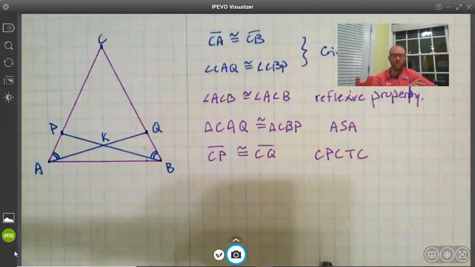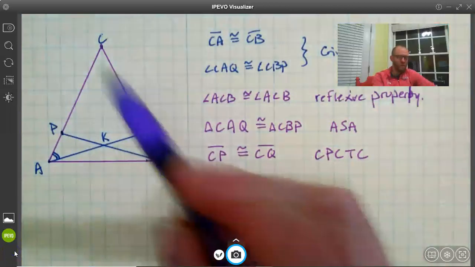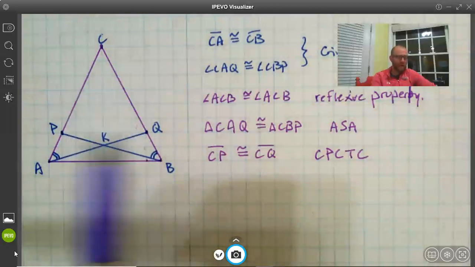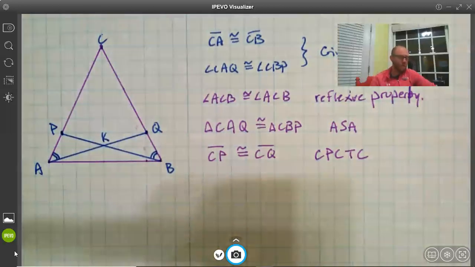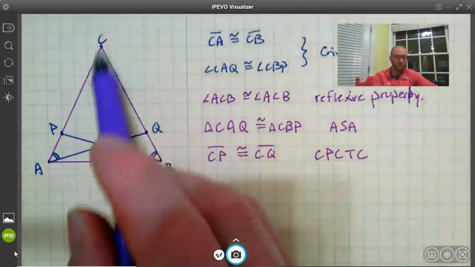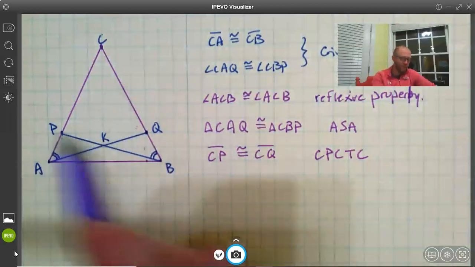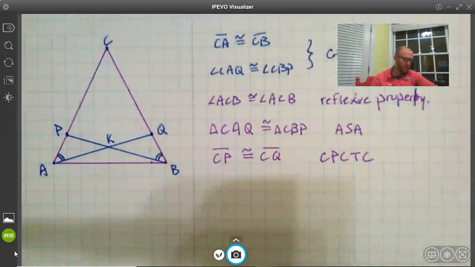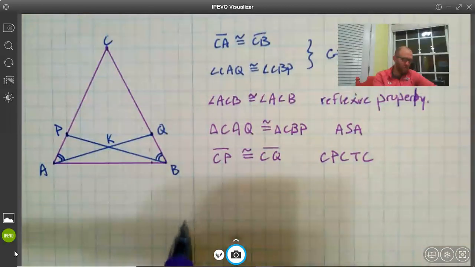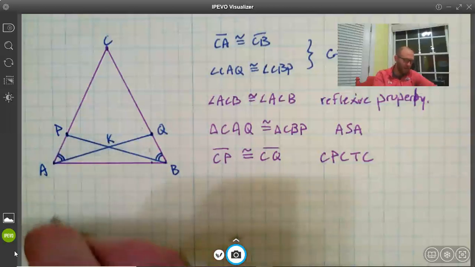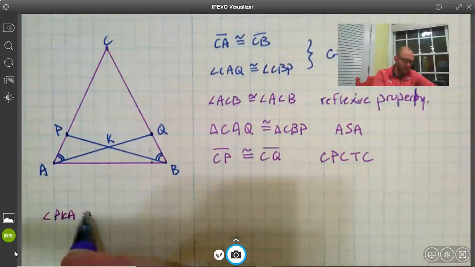Now we are asked to go just one step further and prove that this shape in the middle here is a kite. To be a kite, it has to have these two sides being congruent and these two sides being congruent. So let's see. We already have that these two sides are congruent, CP and CQ. So let's see if we can find that KP and KQ are congruent. We have a couple of small triangles here. So let's say that angle PKA is congruent to QKB.